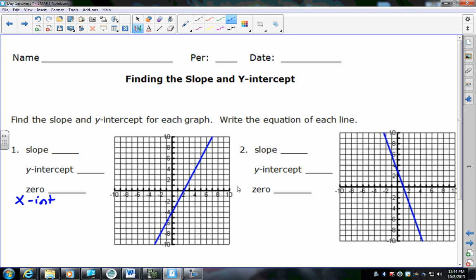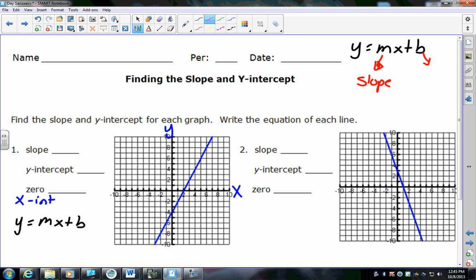Some of you need to label your graphs x and y in order to help you. Then you have to write the equation of the line. This slope-intercept form is y equals mx plus b. Remember that the m right here is the slope, that's your rate of change. The b is your y-intercept.